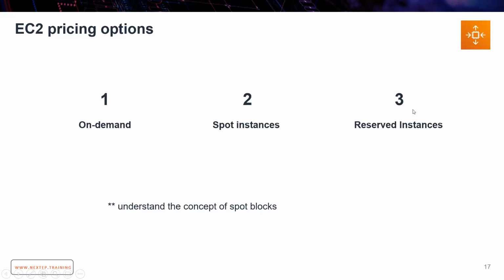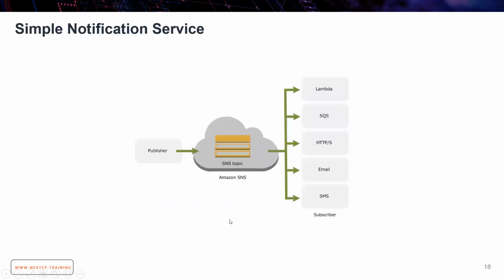And the reserved instances are for the companies that know their capacity. If they know that they will be needing 10 EC2 instances for the next 3 years, you better sign a deal with AWS, and you will get almost 30 to 40% discount. Make sense, guys? That's about pricing options.